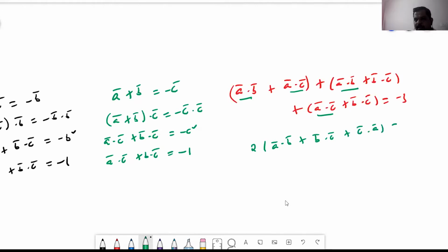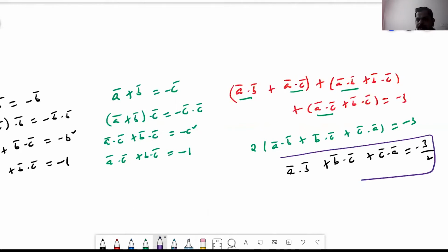C bar dot A bar is equal to minus 3. So the answer for this one is, A bar dot B bar plus B bar dot C bar plus C bar dot A bar is minus 3 by 2. This is the required answer. So that's what the question is.